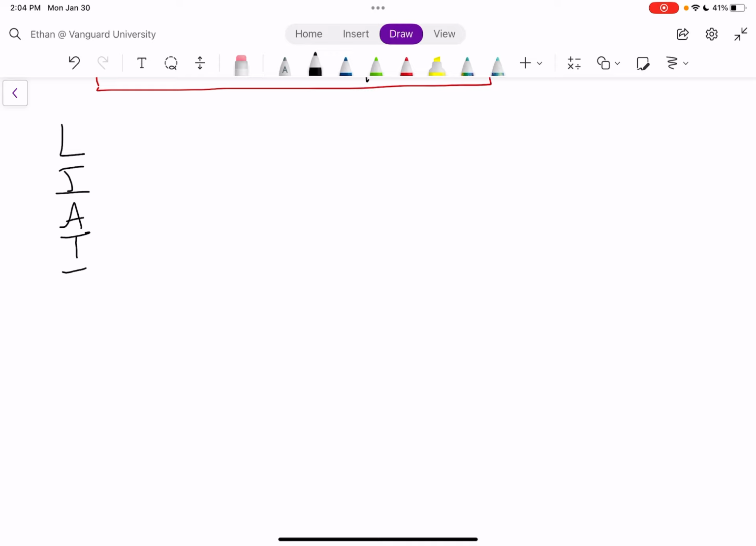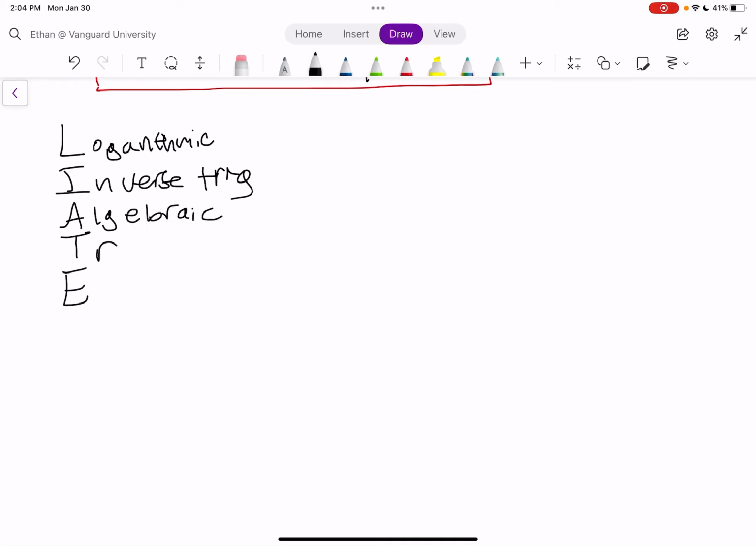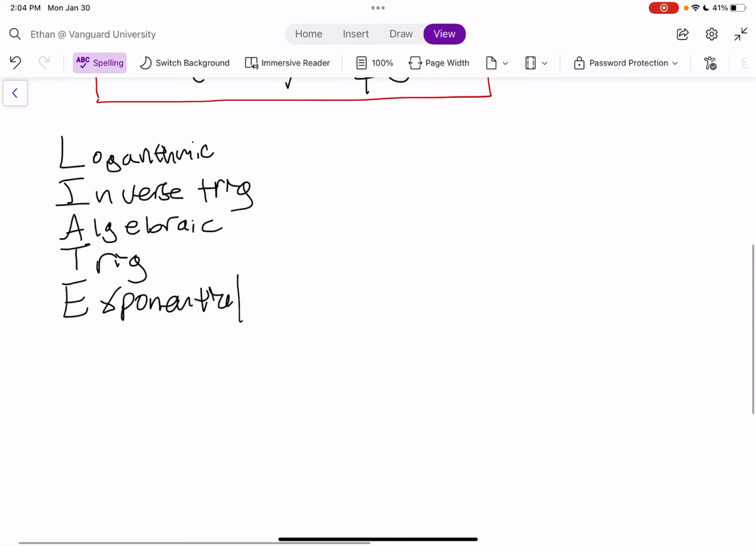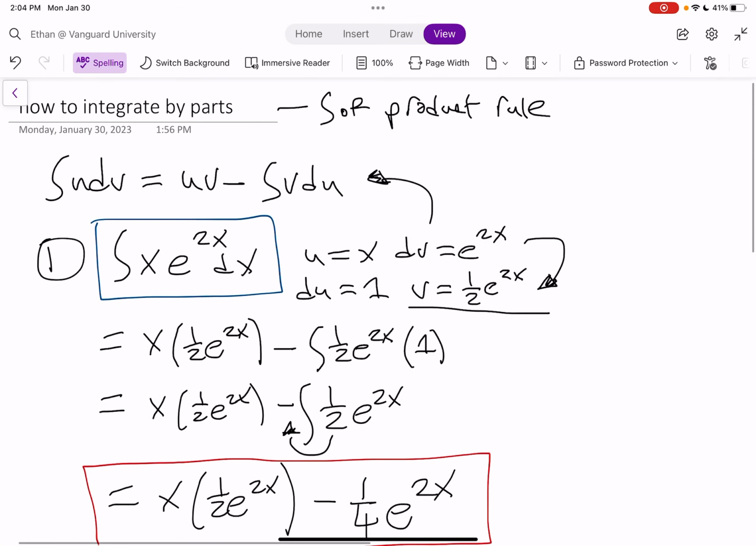Now, this is an acronym which stands for logarithmic, inverse trig, algebraic, trig and exponential.